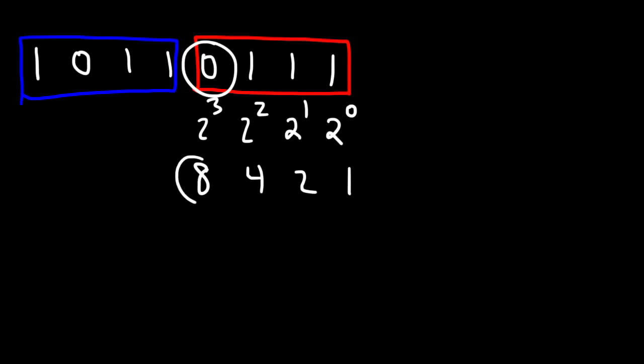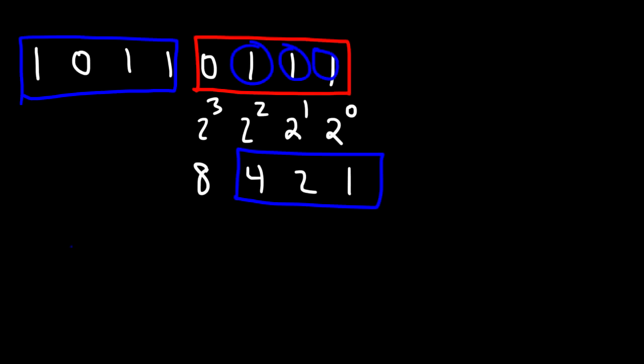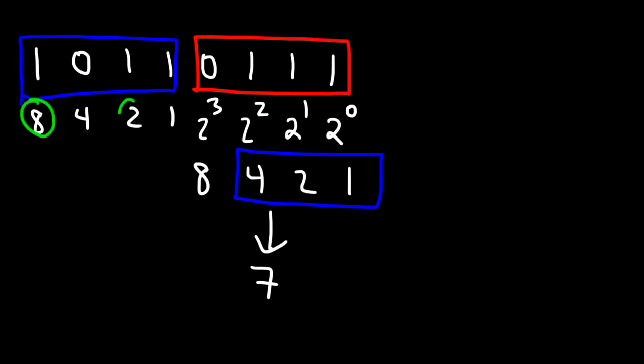So we have 0 times 8, so that's 0. And then we have 1 times 4, and then 1 times 2, and 1 times 1. So basically, we just need to add up these numbers because they carry a 1 with them. So the binary number 0111 correlates to 7 because 4 plus 2 plus 1 is 7. Now for this one, this is 8, 4, 2, 1. So we're going to add up 8, 2, and 1 because they have a 1 value associated with them. So 8 plus 2 plus 1, that's going to give us 11.